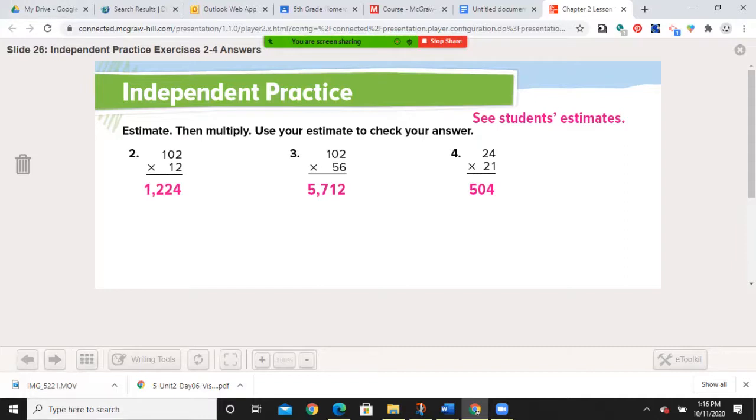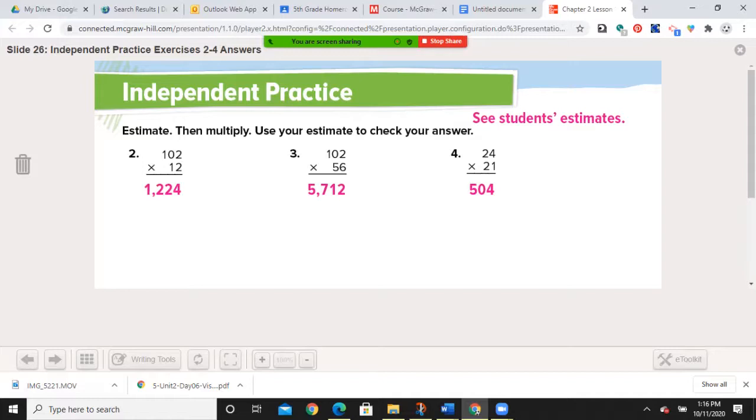102 times 12. 2 times 2 is 4. Well, realistically, it's going to be 204 on the top row, and then 1020 on the next row. We add them together, 1224. This is where our knowledge of area models would be great, because 100 times 12 is 1200. 12 times 2 is 24.